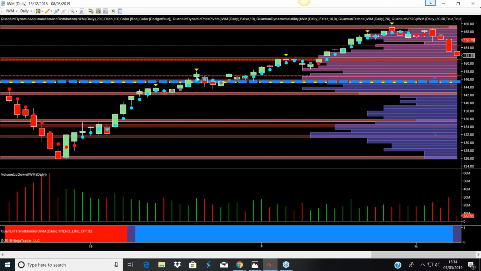Now the issue is, is it going to be just a pullback, or is it going to be a full reversal? In other words, if we take that to be the primary trend, is this just a secondary trend before the primary is restored? And how would you know that? Well, for a start, you look at the down candle. You've got the down candle here.